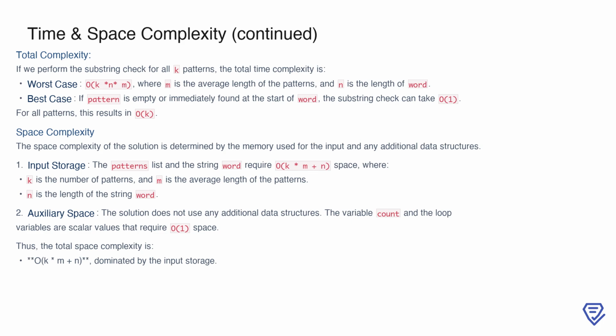Shifting focus to space complexity, the memory usage is determined primarily by the storage of the input, which includes the patterns list and the string word. These require O(k*m + n) space, where k is the number of patterns, m is their average length, and n is the length of word. Beyond input storage, the solution uses no additional data structures. Scalar variables such as count and loop variables contribute only O(1) space. Therefore, the overall space complexity is dominated by input storage, resulting in O(k*m + n).